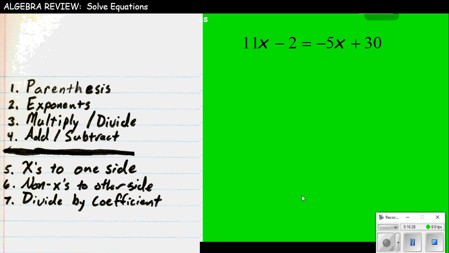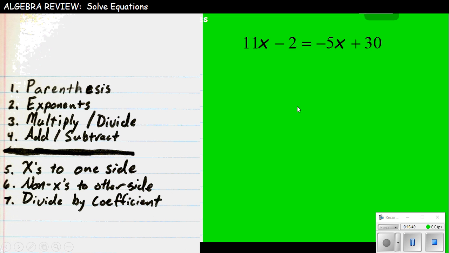Okay, here's another problem with x on both sides. On the left side, we have 11x. On the right side, we have negative 5x. That negative 5x is much less than the 11x, so we're going to start by moving that. It's minus 5x, so you're going to start by adding 5x to both sides, and then finish solving this problem.